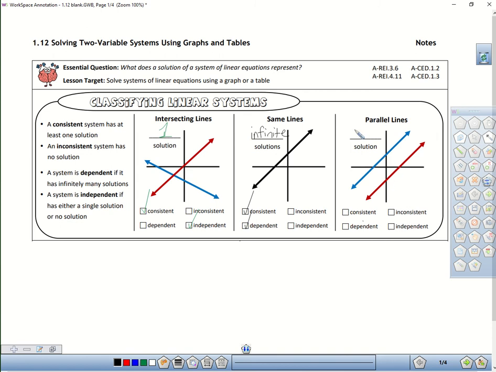Parallel lines have no solution, because they never intersect. And we consider these to be inconsistent because they have no solution, but they're considered to be independent because they have no solution. So that's what your check boxes are going to look like.